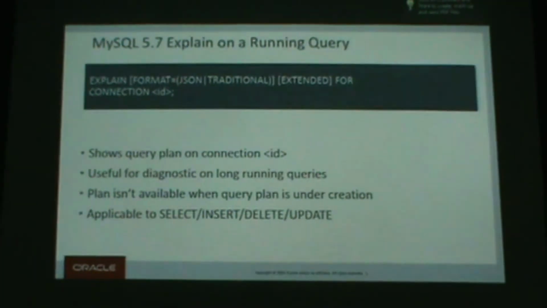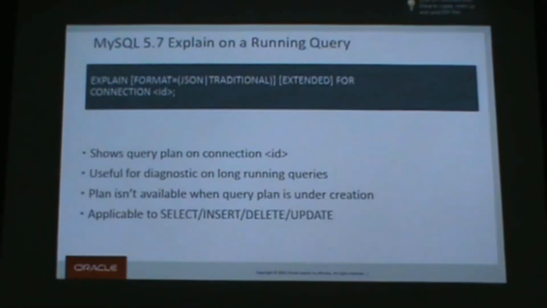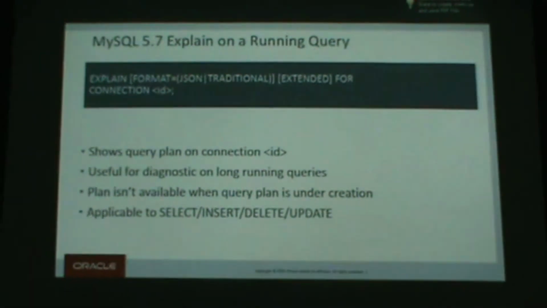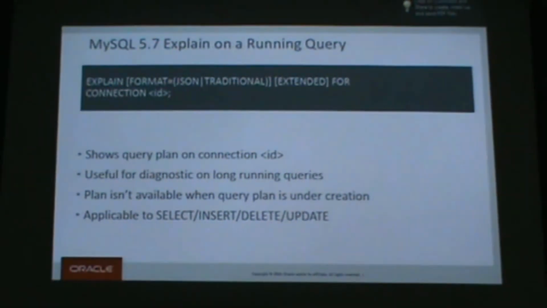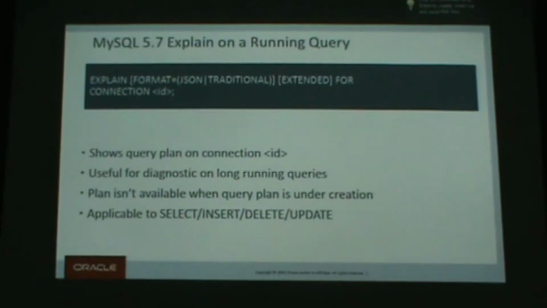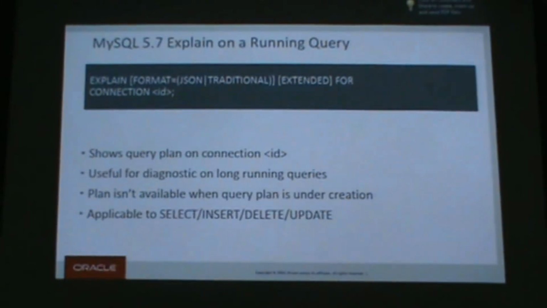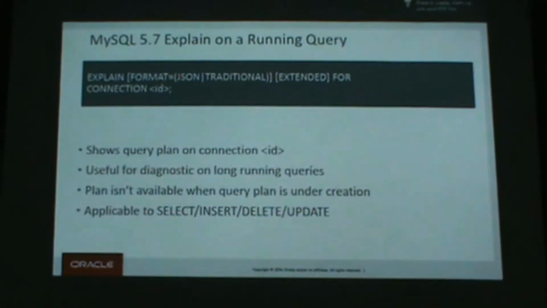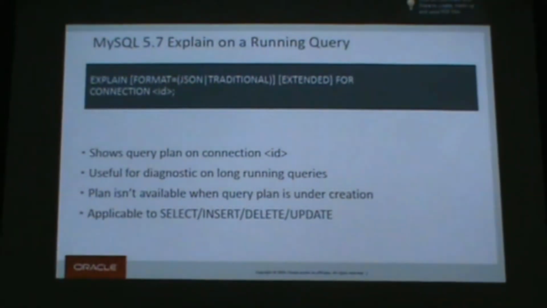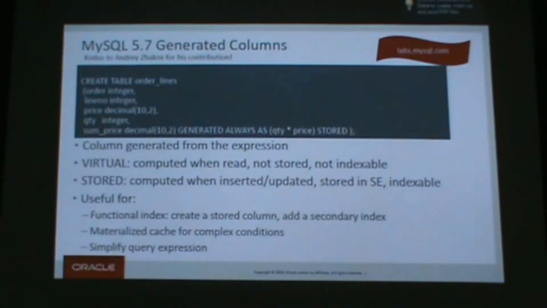As I mentioned earlier, we now have a feature which can be used to do explain on a running query. If a query is running for a long time in one session and you want to see what is happening, you can just give an explain for that particular query with the connection ID that you get from show process list or something. This is useful for diagnostic purposes for long running queries, and it's applicable for all selects.